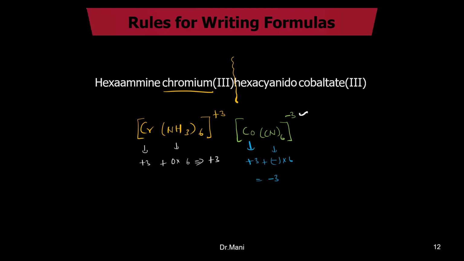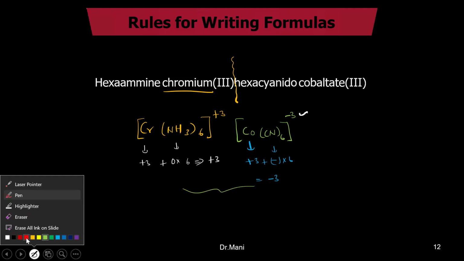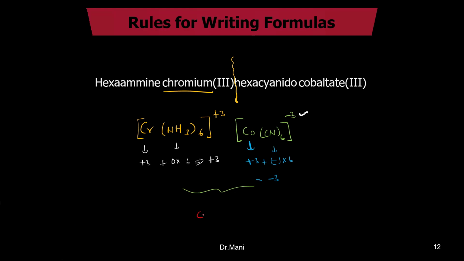Yes, sir. So this is the name. So finally, you could put it like [Cr(NH3)6] within the brackets, [Co(CN)6]. Understood? Banu, you got it? Yes, sir. Okay.